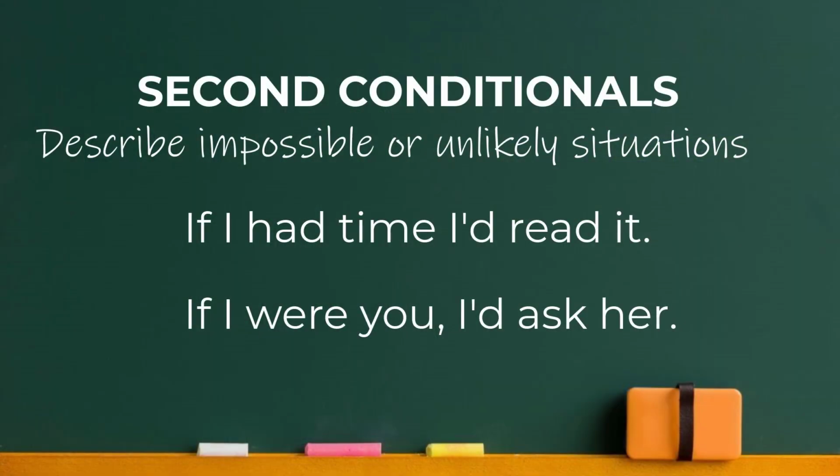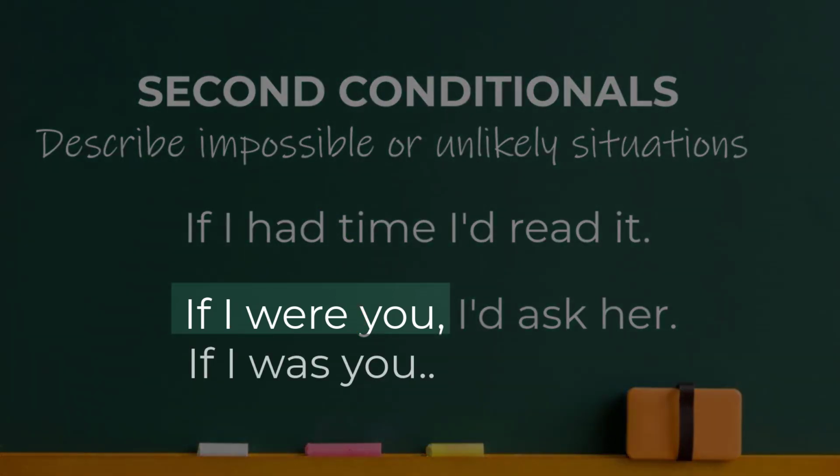The form's relatively straightforward. The main difficulty is that you're using a past tense form, but the meaning is about now or the future. So make sure that they understand that. There's also that little thing about whether you use was or were. If I were, if I was.